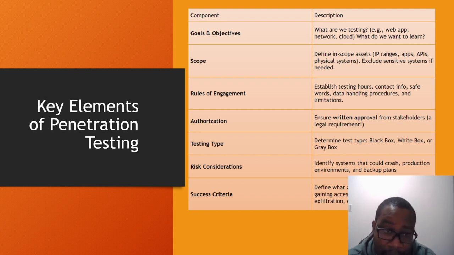So risk considerations, another key part of pen testing. You're identifying systems that could crash production environments, backup plans, stuff of that sort, right? And then your success criteria. What makes this test successful, right? Is it gaining access? Is it pivoting? Is it privilege escalation? Is it data exfiltration? You have to pretty much lay that out. What would make this pen test a success, right? Moving on.